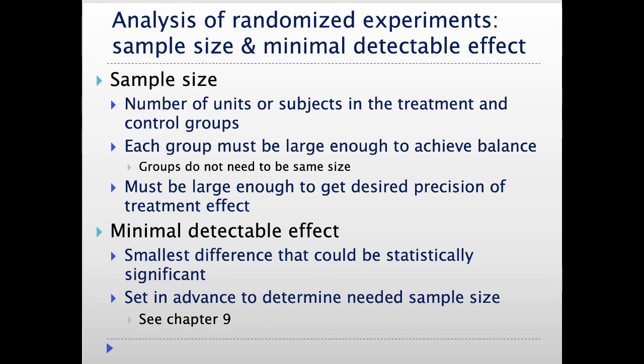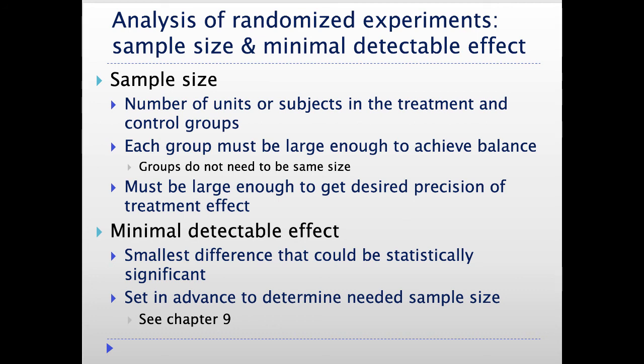each group needs to be large enough to achieve balance, right? So they must be large enough so that you don't have by random chance these differences that are practically significant. And they also have to be large enough to get the desired precision of the treatment effect, right? You know, you're going to have an error in your estimated treatment effect, as for everything, confidence interval standard errors. You know, if you need your results to be very, very precise, you're going to need more research subjects.